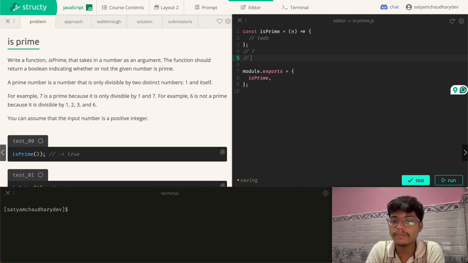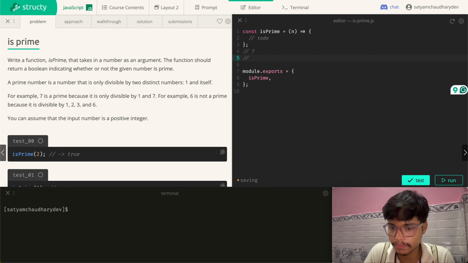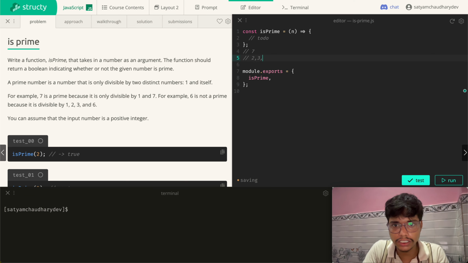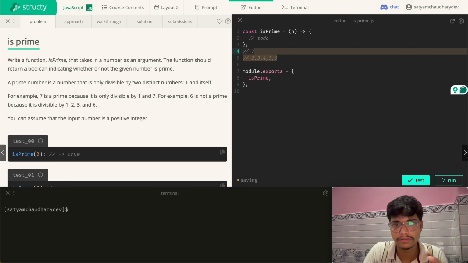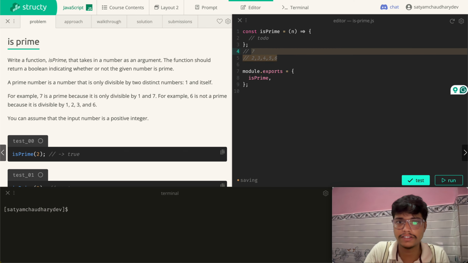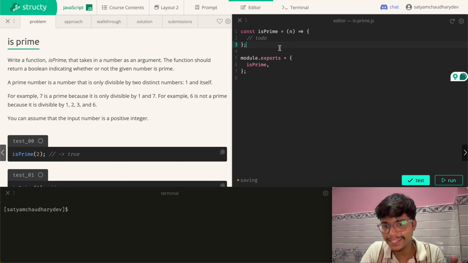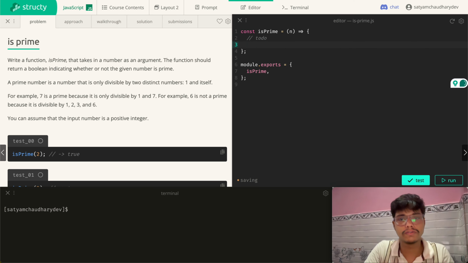We know that 1 and 7 are divisible. So we need to find between those numbers, for example 2, 3, 4, 5 and 6, not including 7, and 1, because we need to find divisors other than 1 and itself. With that basic understanding, we can solve the problem.